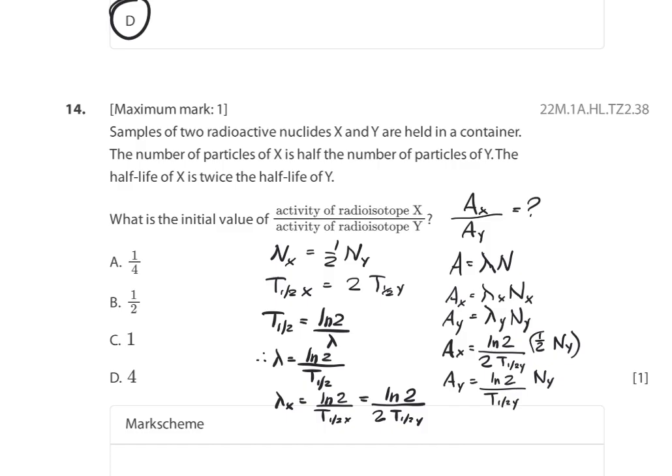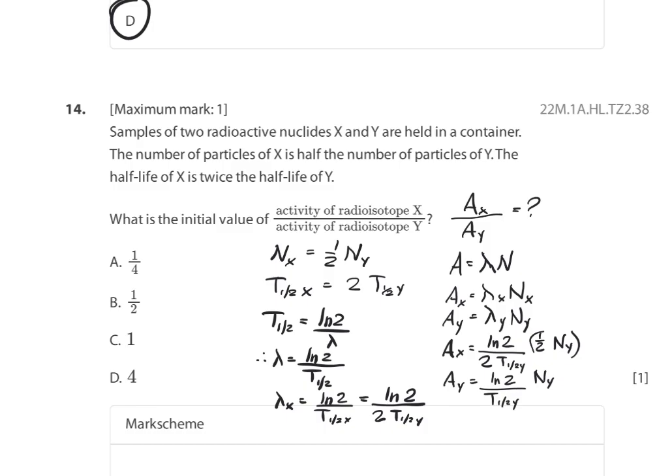So things that we know from 14 are that the count of x is half that of y. It says number of particles of x is half that of y, and the half-life of x is double that of y. And we want the ratio of the activity in x to the activity of y, so it would be A of x over A of y. Well, we know that A is lambda N, and so we can solve for the x values in terms of the y values.